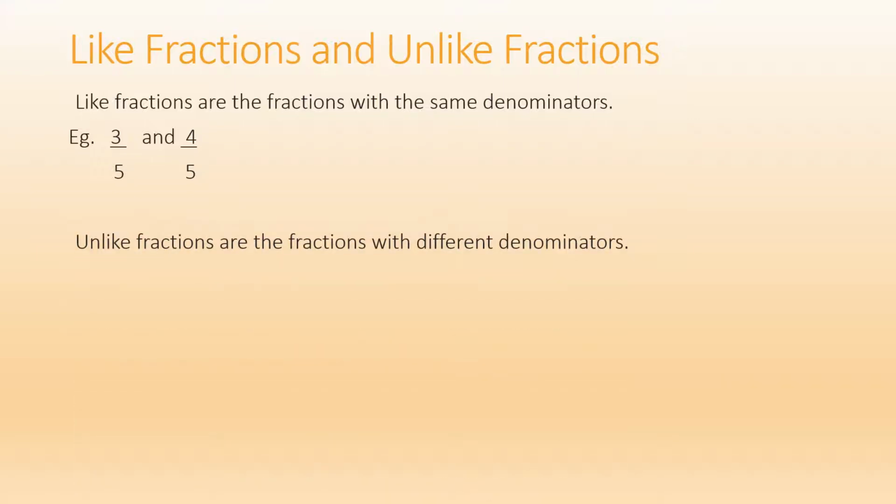And in unlike fractions, the fractions are with different denominators. Now, for example, you see 4 upon 7 and 5 upon 8. Here, the denominators are not of same number. That is, one is having 7 and the other is having 8. They are not having the same common number in the denominator. So, it is an unlike fraction. 4 upon 7 and 5 upon 8 is unlike fraction.